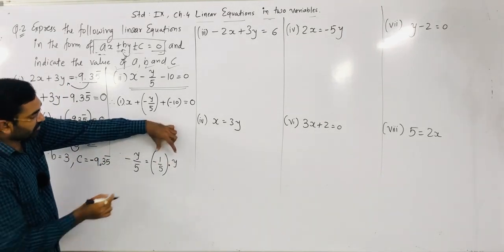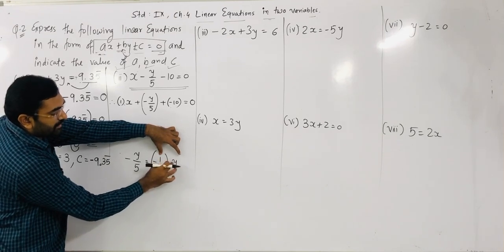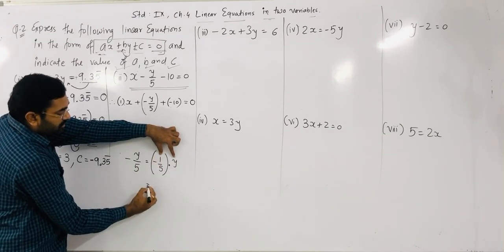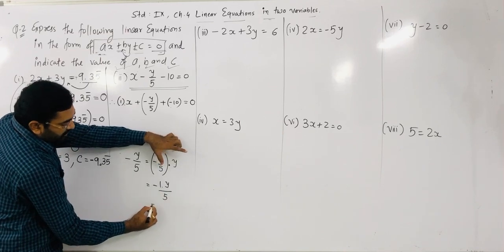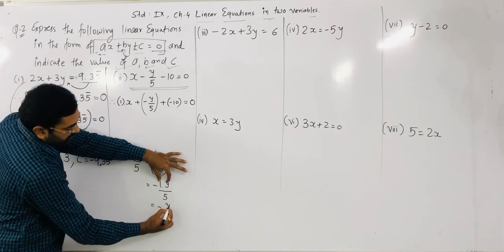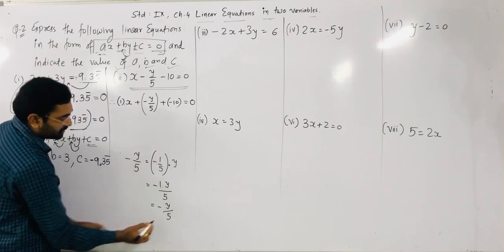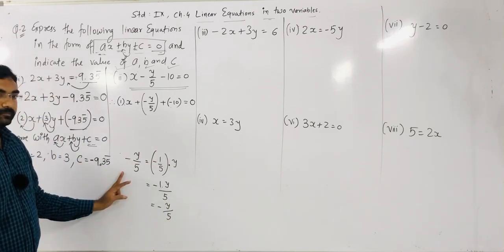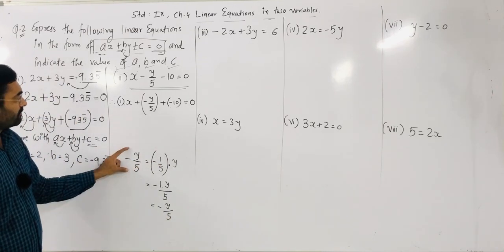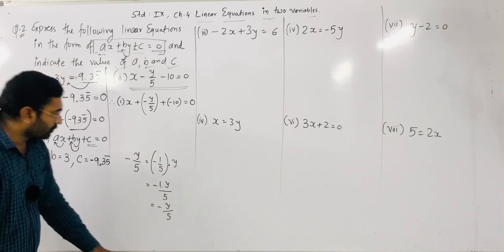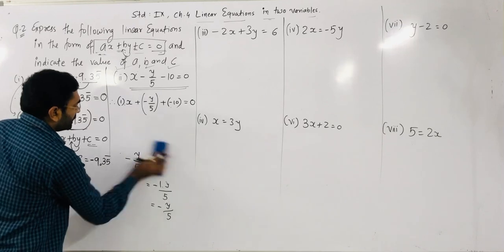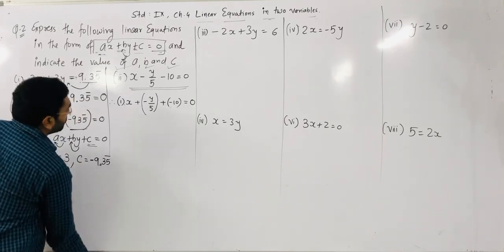How do you get it? If you multiply 1 into y, numerator is 1 into y and denominator is only 5. Then 1 into y is only y divided by 5. So see, minus y by 5 you get. Okay, so we can rewrite that term. Minus y by 5 is minus 1 by 5 into y. Okay, so here I represent that term.